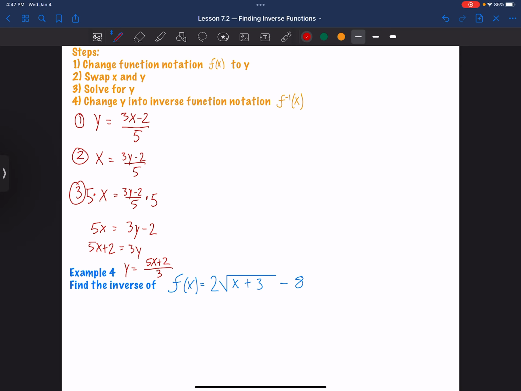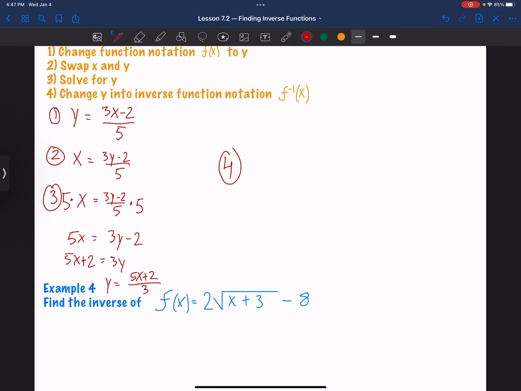So the final step is once you find y, this is the 4th step, change this y into inverse notation because that's the whole point of this. We want to label the inverse function f inverse of x equals 5x plus 2 over 3. And that's our result. We are done. We will box that. That's a terrible box. I will attempt to box that again. Much better. And that's it.